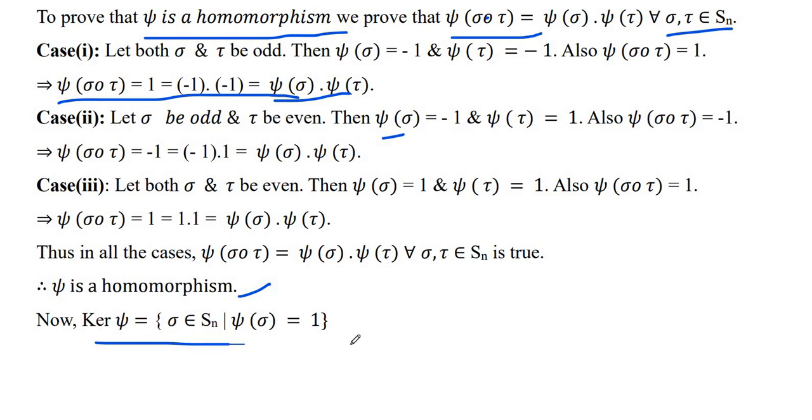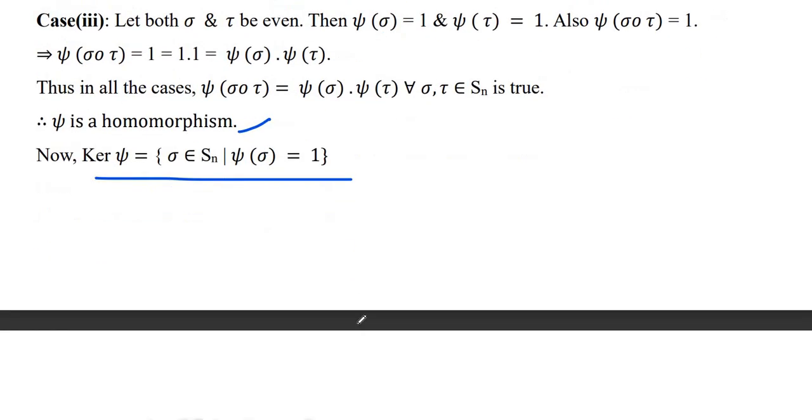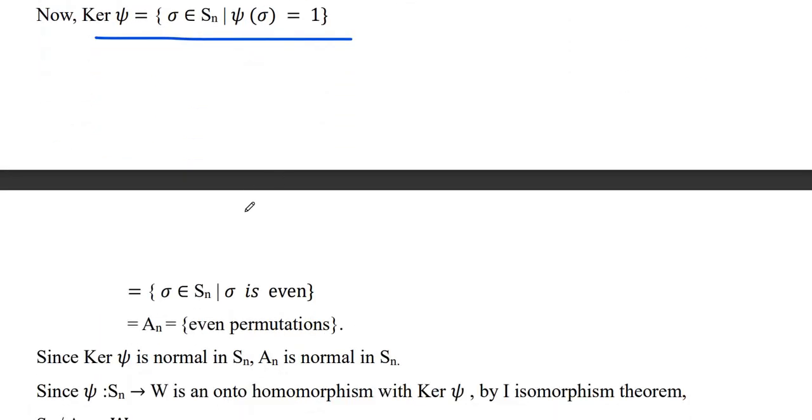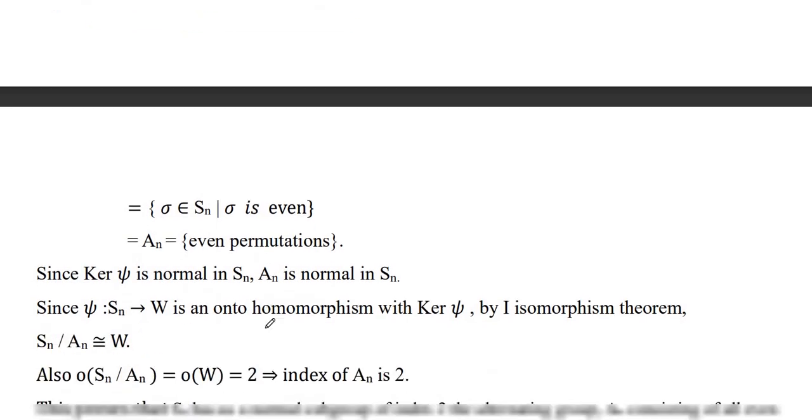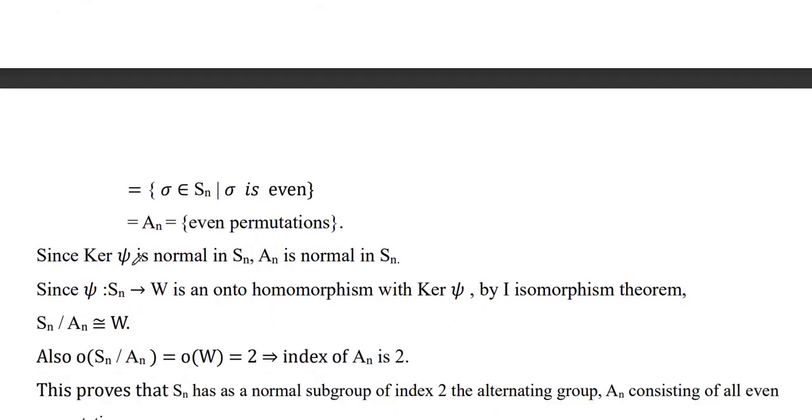Because it's a homomorphism, we can talk about the kernel: all those elements which are mapped onto the identity element of the codomain, which is 1. Only the even permutations are taken to 1. So naturally we have kernel psi to be An, that is, the even permutations. Now we know already that the kernel of a homomorphism is always normal in the domain. So kernel psi is normal in Sn, so An is normal in Sn.